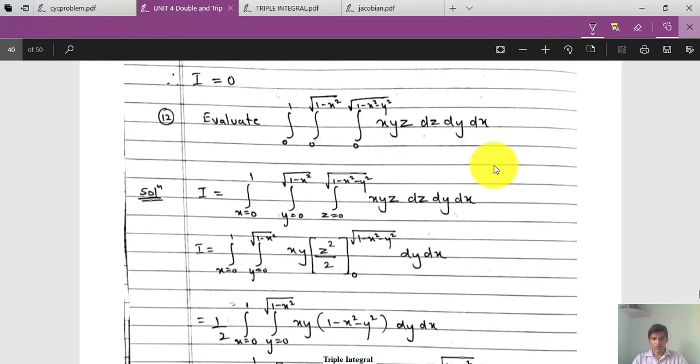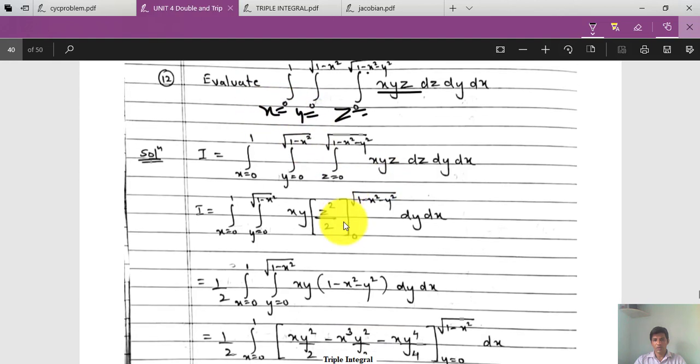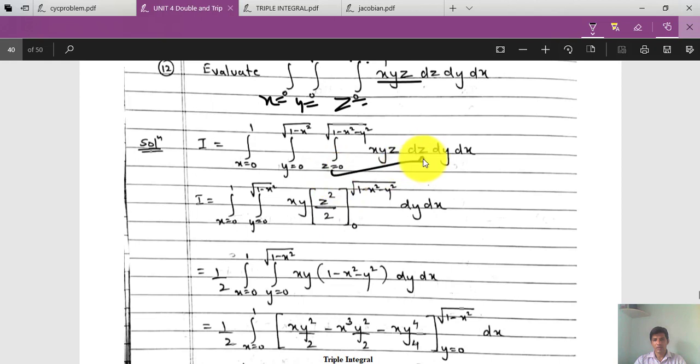Right, now this equation: evaluate the given function (x + y) x y z dz dy dx, where the limit of z is 0 to the square root of 1 minus x squared minus y squared. This is expressed in terms of x and y, so obviously z is equal to this, y is equal to this, and x is equal to this. So follow the pattern.